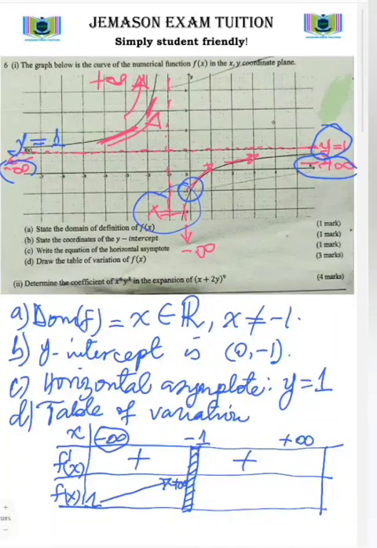And to the right of x equals -1, the vertical asymptote, we saw that the graph increases from the neighborhood of -infinity towards the horizontal asymptote there at y equals 1. So the graph would be increasing from -infinity to the neighborhood of 1, which is the horizontal asymptote. And so this is the table of variation of f of x.